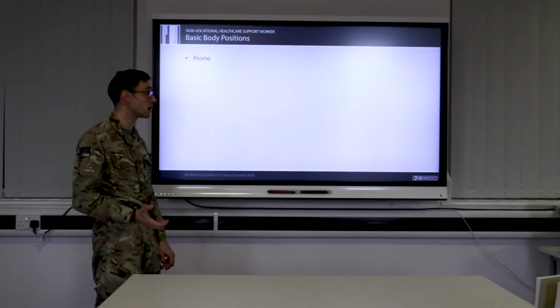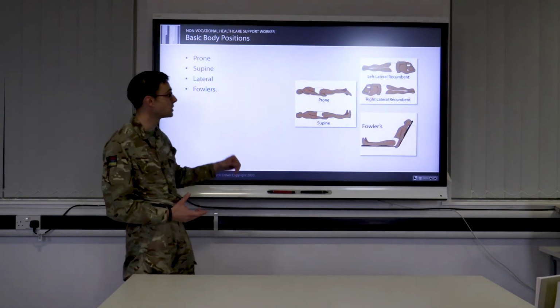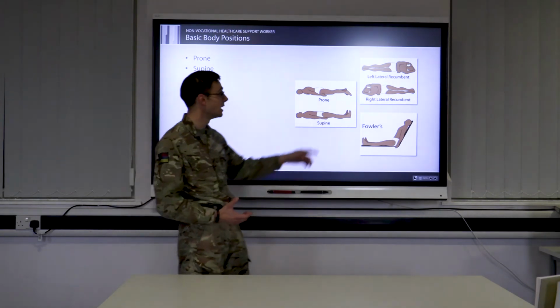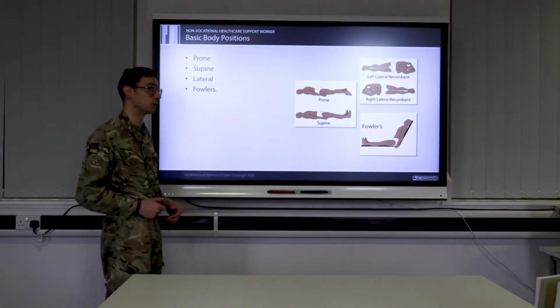Basic body positions: prone, supine, lateral, and Fowler's. We have some pictures here. Prone, as we know, is on your front, supine on your back, left lateral and right lateral lying on your sides, and Fowler's, which is essentially sitting up supported.